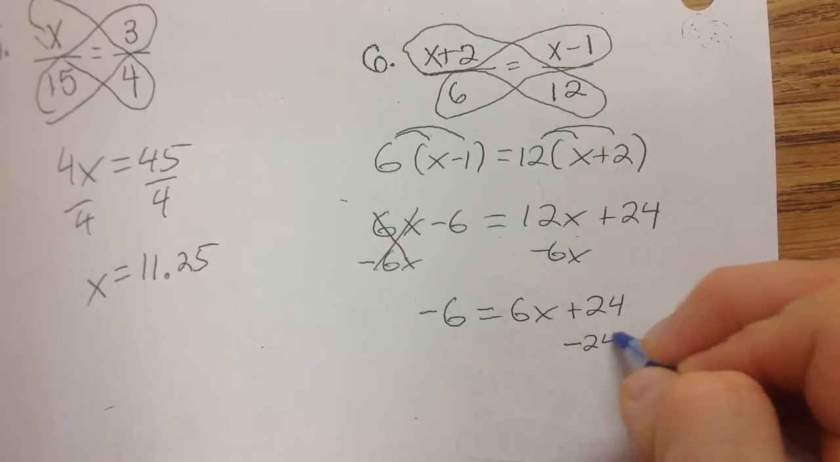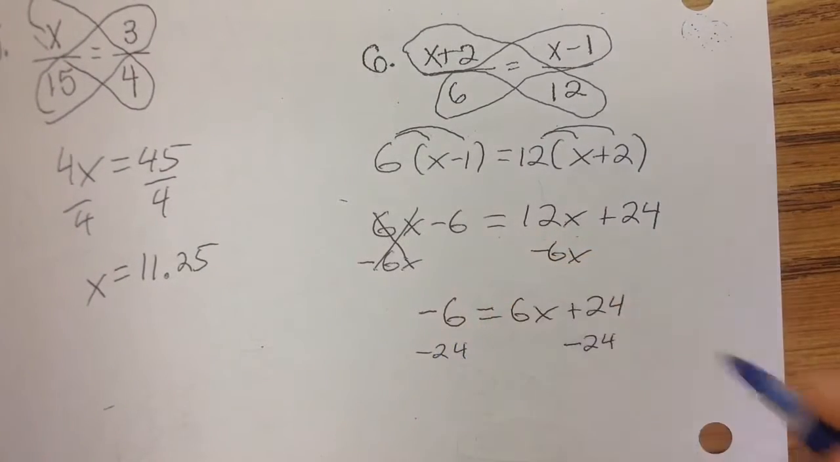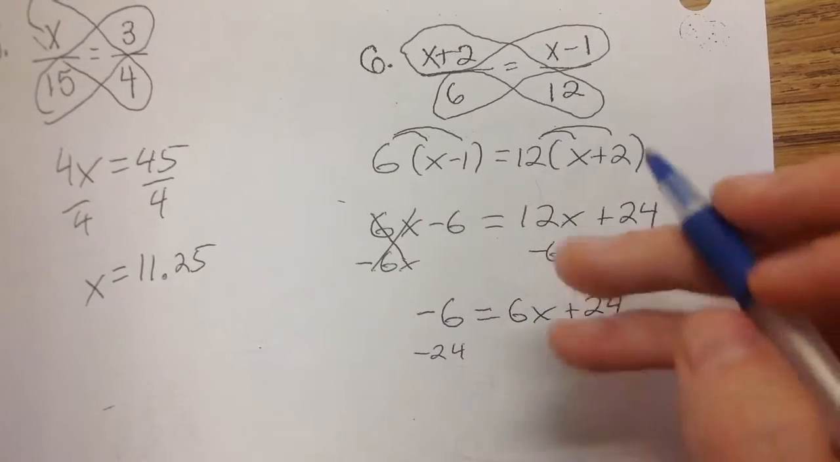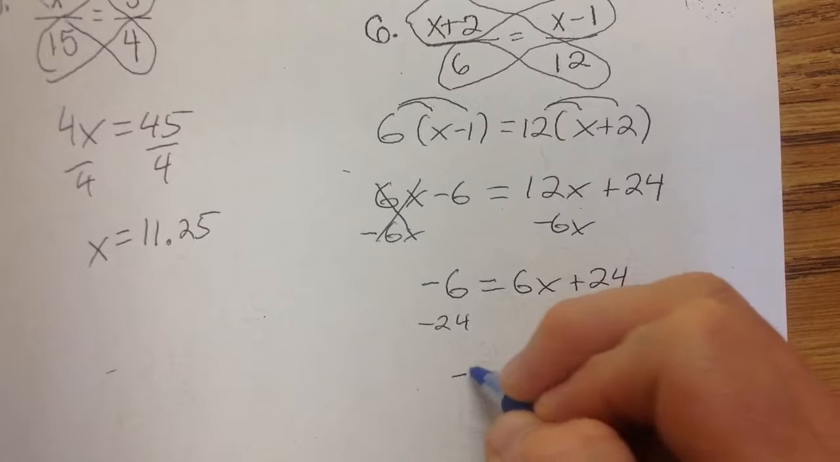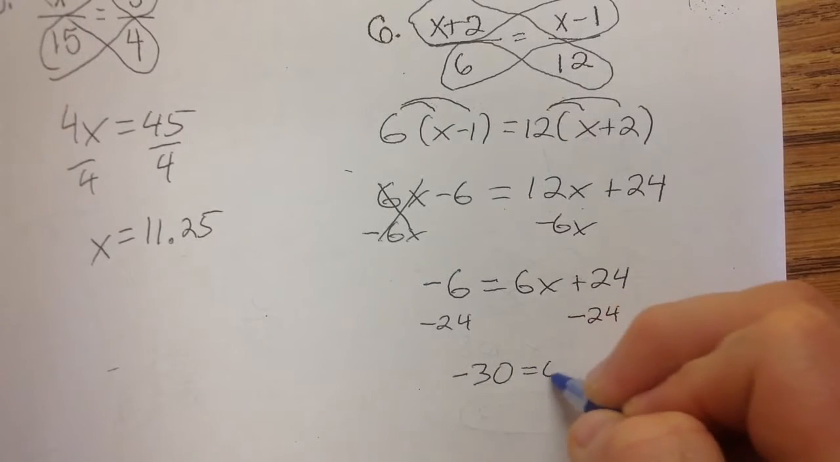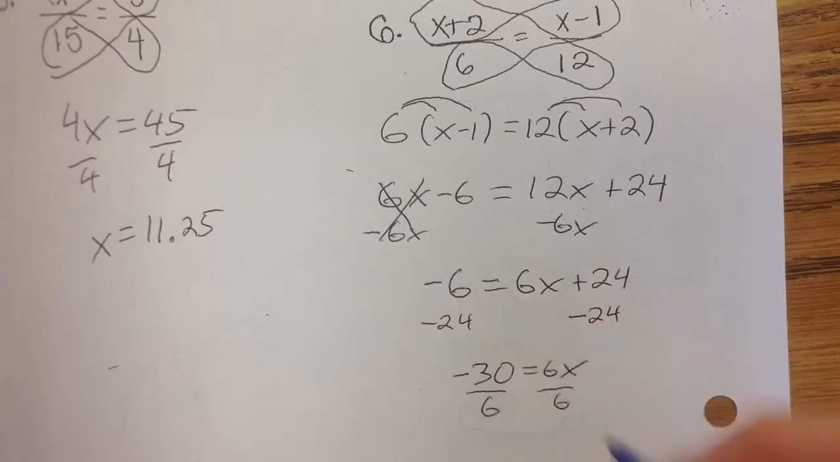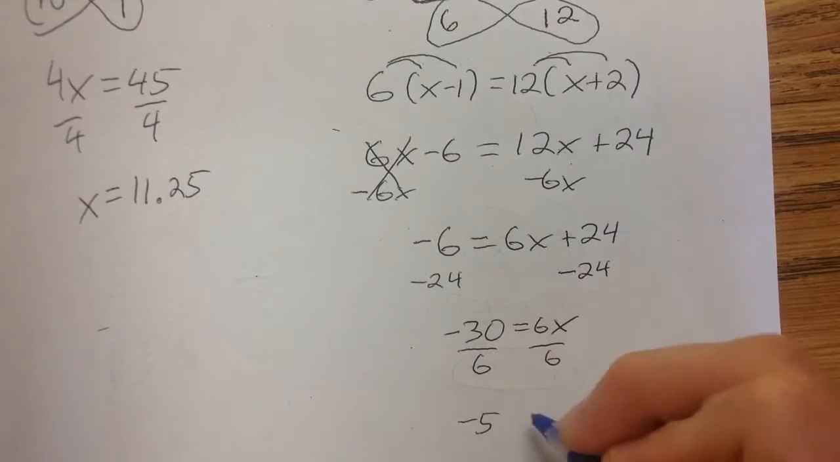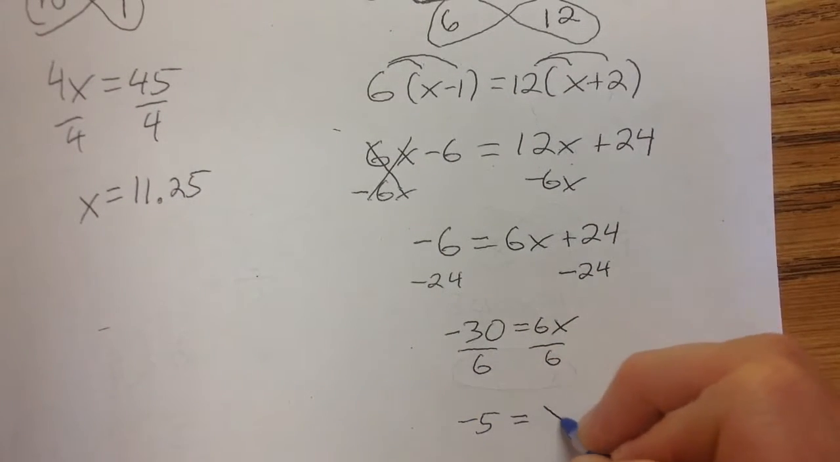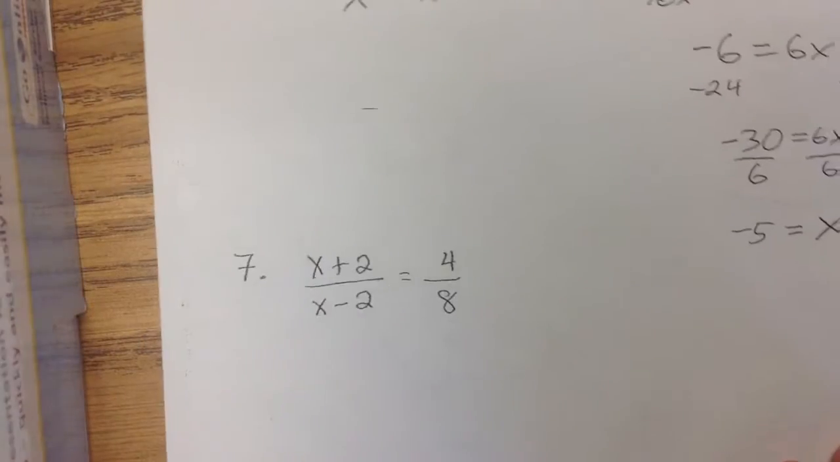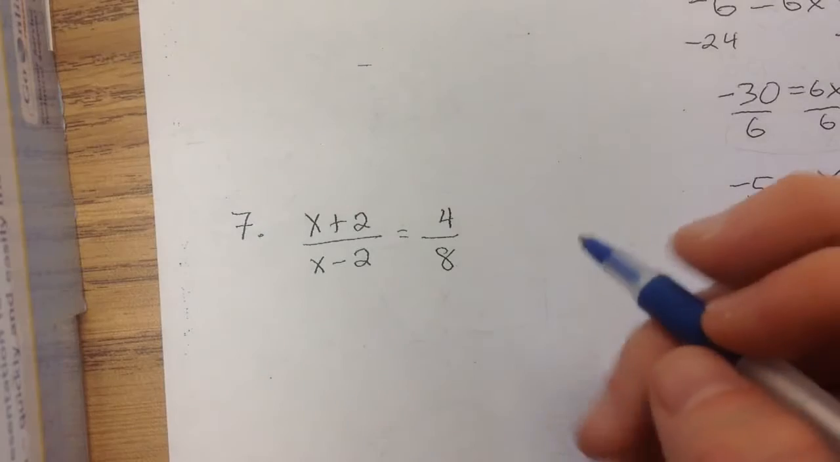All right. Subtract 24 from both sides, subtract 24. A negative 6 minus 24. Remember, if you're not good with the negatives, just break out your calculator. This is going to give us a negative 30 equals 6x. Divide both sides by 6. Negative 5 equals x. All right, so let's move on to the last one. So number 7, get this done, and then you're all set.